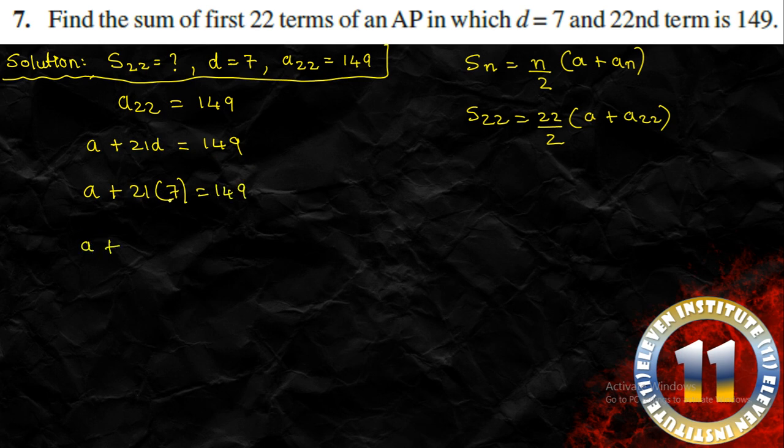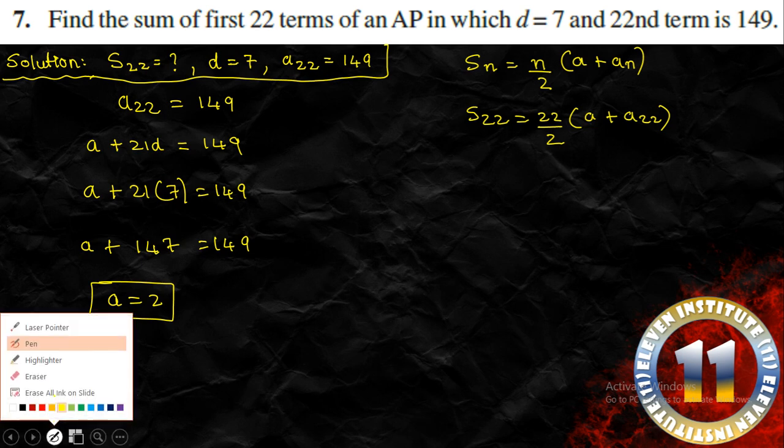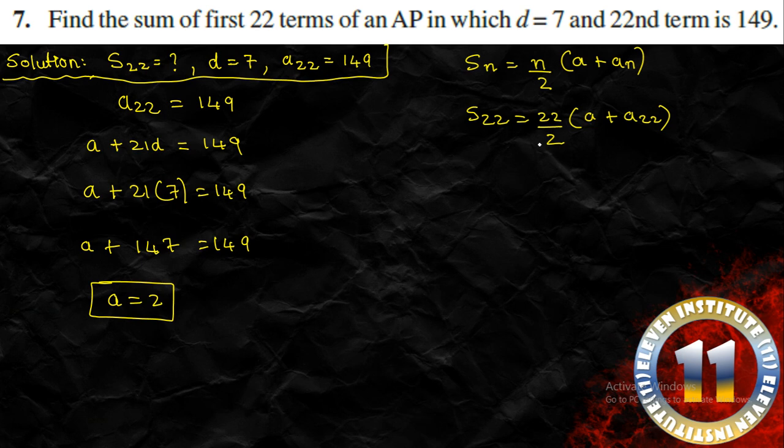So A plus 21 into 7. So first of all multiply 20 by 7, we get 140. And then multiply this 7 also, so we get 147. Is equal to 149. 147 will go to the other side, so we get the value of A is equal to 2. Now this is quite simple for us. We have to just substitute the value of A over here in the formula. You can also use the formula n by 2 into 2a plus n minus 1 into D.